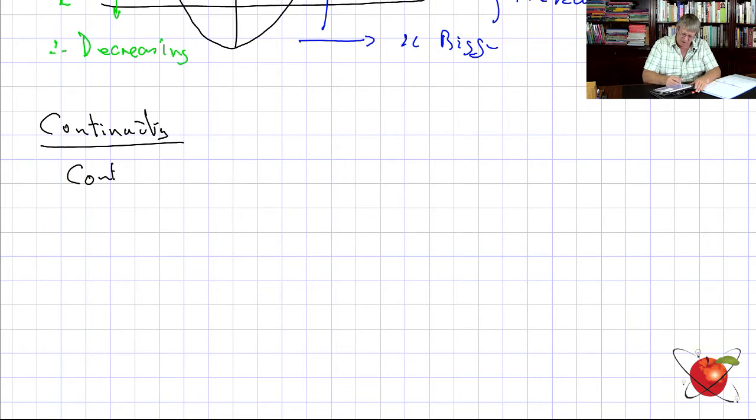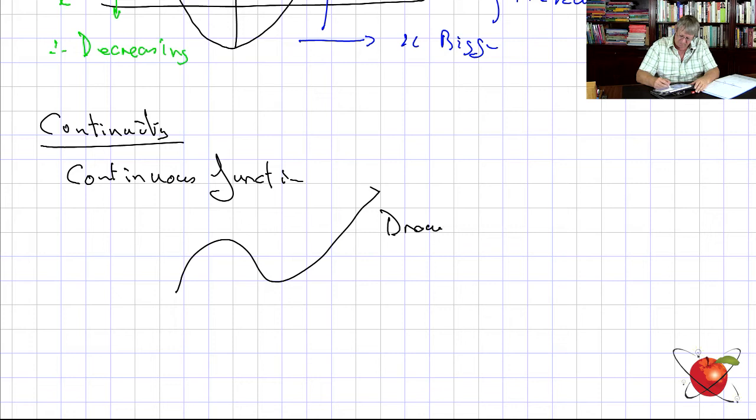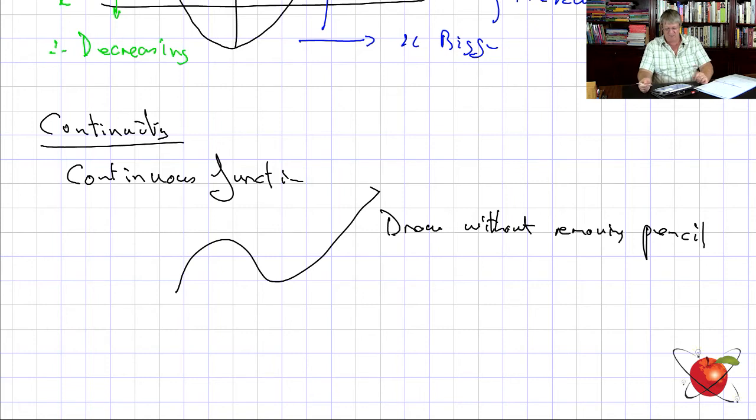What is a continuous function? A continuous function, essentially all it is, is one that you can draw without taking your pencil off. So we draw without removing the pencil or the pen or whatever, okay, like that.